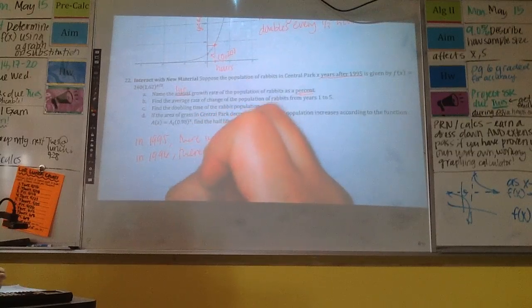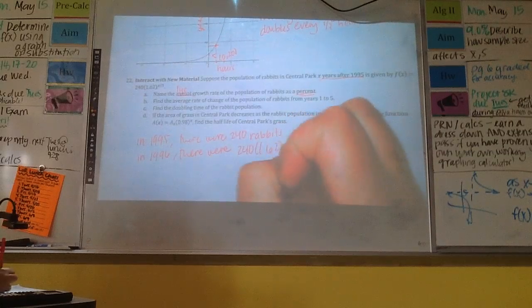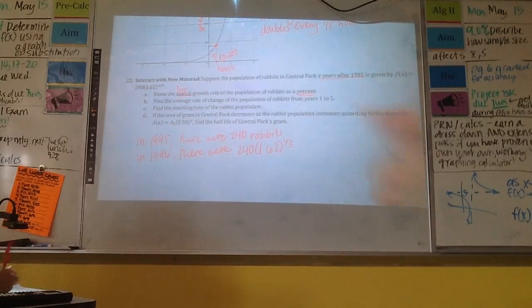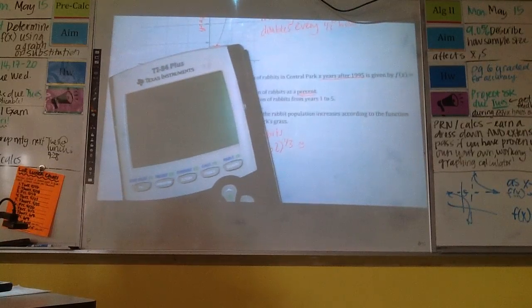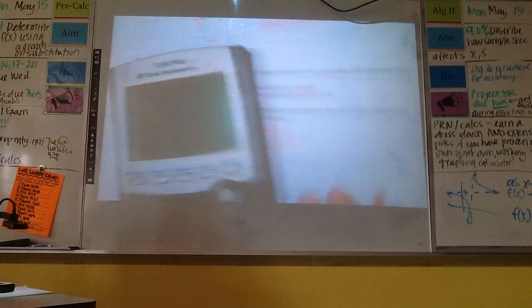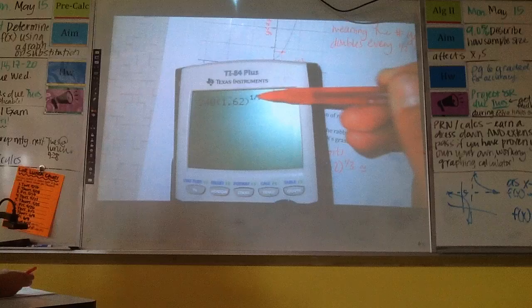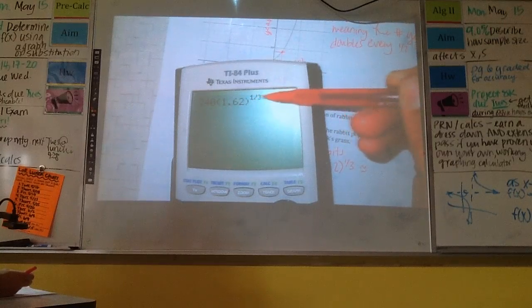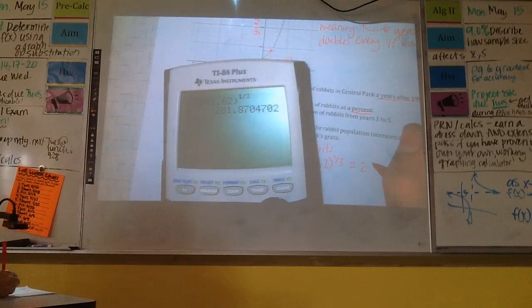There were, I don't know, I'm going to have to calculate. 240 times 1.62 to the 1/3. This many rabbits. Well, I don't know what that is. 240 times 1.62 to the 1/3. Make sure that full 1/3 is an exponent. If your calculator doesn't put 1/3 up in small text, make sure the 1/3 is in parentheses. Okay, so we get 282 rabbits.